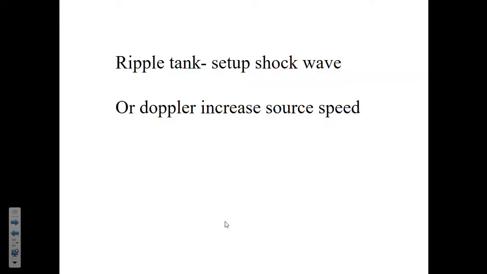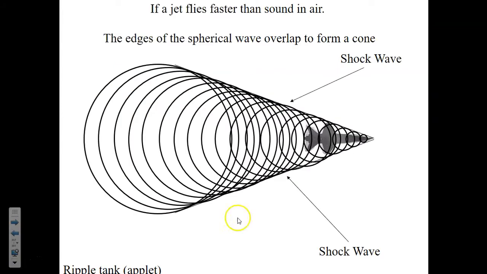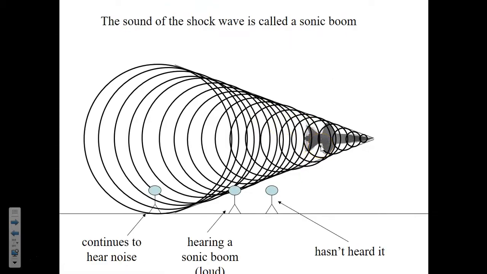All right, so back to this. When you actually get this, you're getting the overlap of spheres of sound, and the overlap of those is going to generate a cone. It's not really a V-shaped phenomenon in sound, which is a three-dimensional wave. So here is the jet. It's past this person, but they have not heard the shock wave yet. This person is hearing the shock wave, which in sound is called a sonic boom.